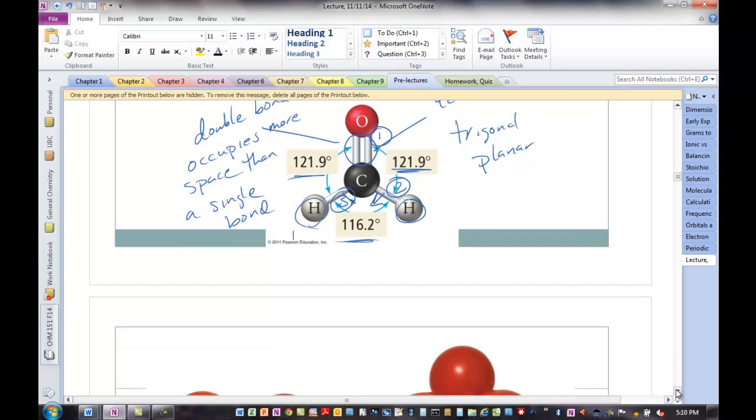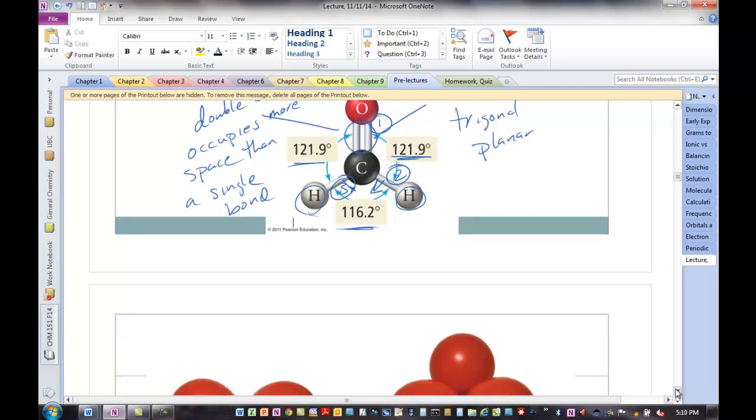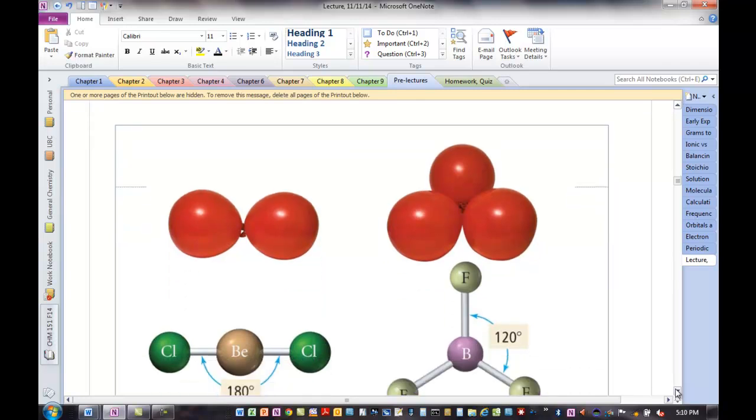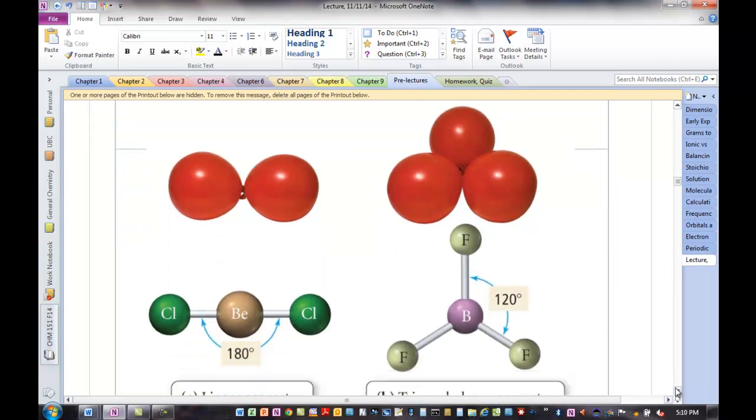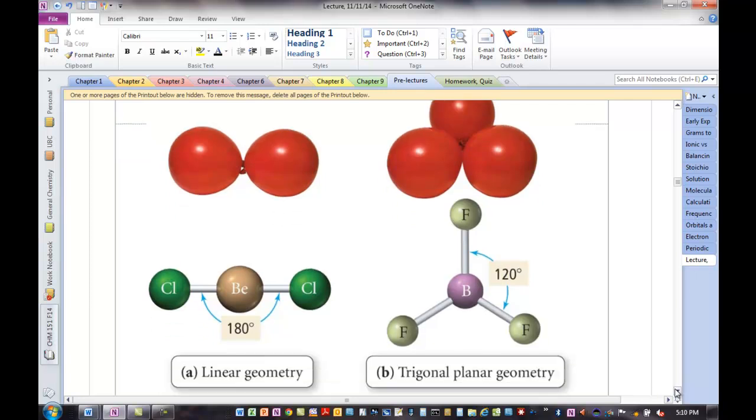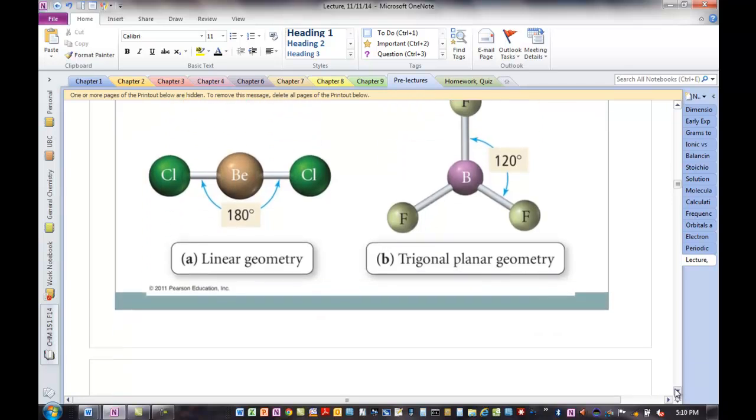So, 2 pairs linear, 3 pairs trigonal planar. You will be saying this in your sleep or waking up with a nightmare or something like that. So again, if we tie 3 balloons together, they'll just adopt a trigonal planar arrangement. Okay? Again, we're maximizing the space between the balloons in this case. Linear, trigonal planar, you got that.